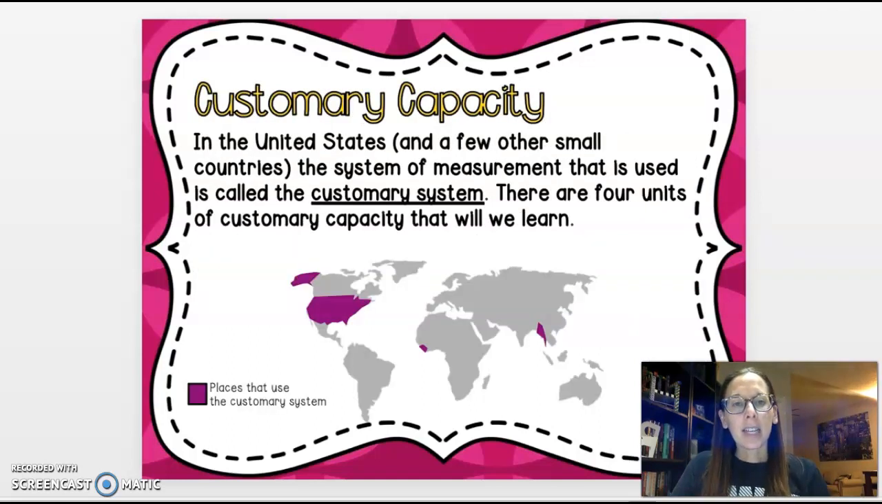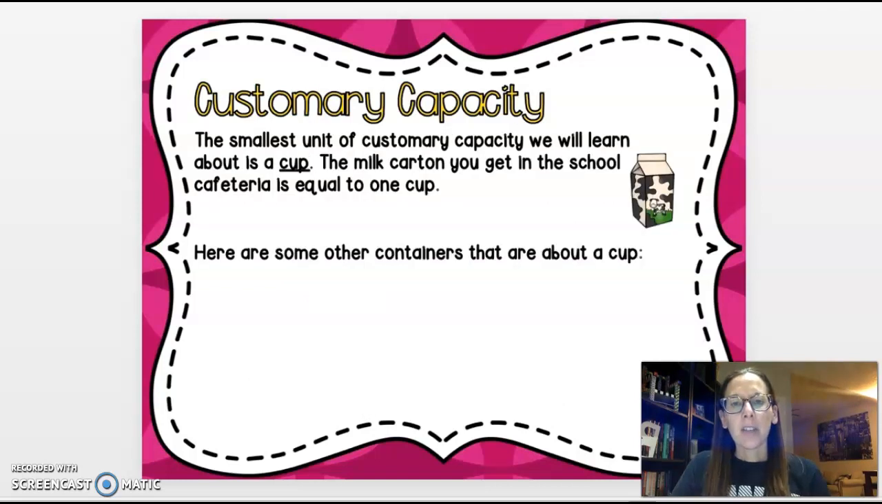In the United States and a few other small countries, the system of measurement that is used is called the customary system. There are 4 units of customary capacity that we are going to be learning. The smallest unit of customary capacity we will learn is about a cup. So the milk carton you get at school in the cafeteria is actually equal to 1 cup. So here are some other containers that are about a cup.